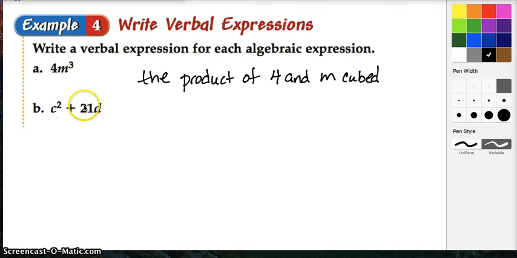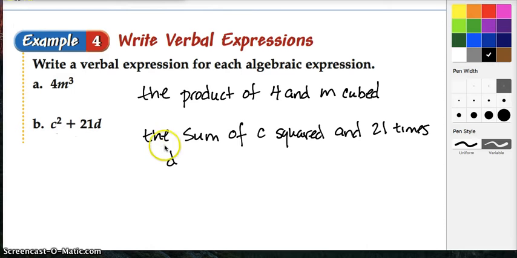In this problem, I noticed that we're adding, so the word sum could be used. I might say the sum of c squared and 21 times d. If I wanted to get sassy, I could have talked about the sum of c squared and the product of 21 and d. Sometimes it gets a little bit convoluted when we use too many vocabulary words all together trying to get an expression out there. So I want you to just take your time and do your best with the examples and the problems that look like these.